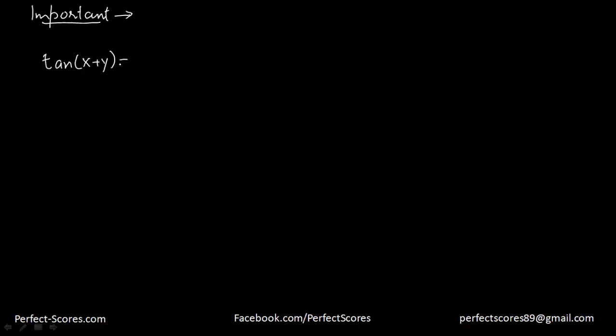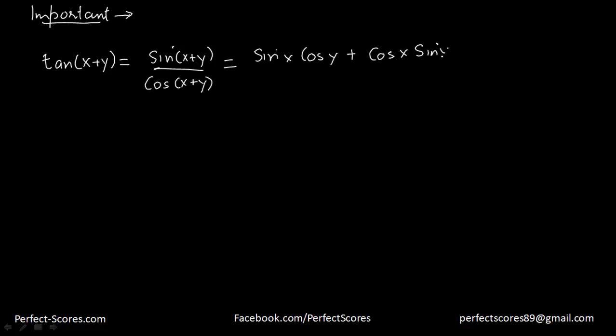Tangent of x plus y can be written as sine of x plus y over cosine of x plus y. If you open this bracket up, sine of x plus y would be equal to sine x into cos y plus cos x into sine y. When you divide that by this, you open this up, this is going to be cos x into cosine of y minus sine of x into sine of y, right?